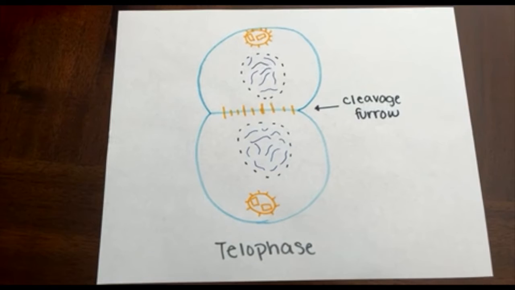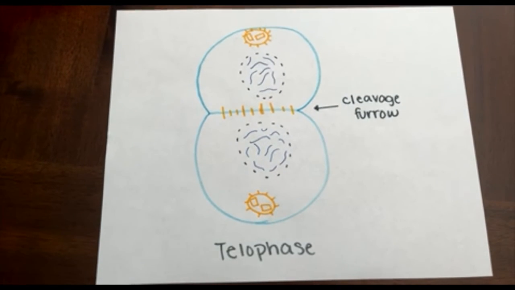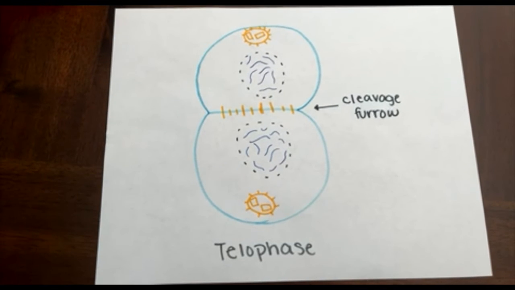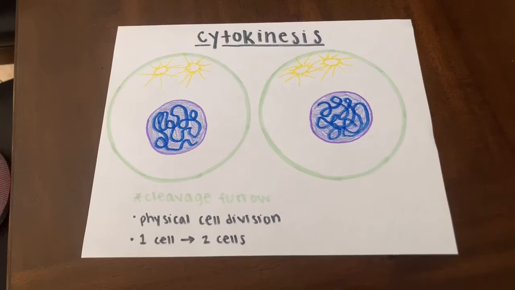This process separates the duplicated genetic material and the nuclear envelope reforms. The chromosomes uncondense and turn to chromatin, and the mitotic spindle goes away. Here you can see the cleavage furrow starts to form.